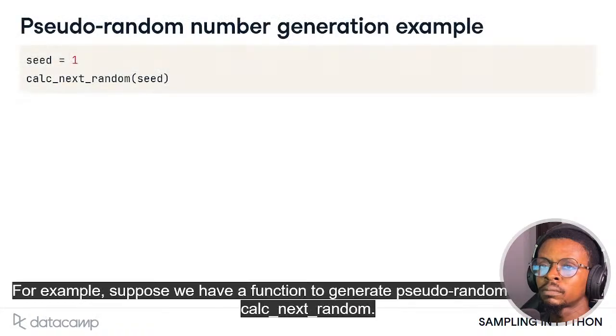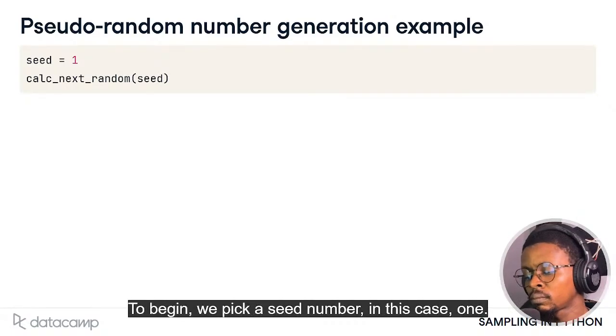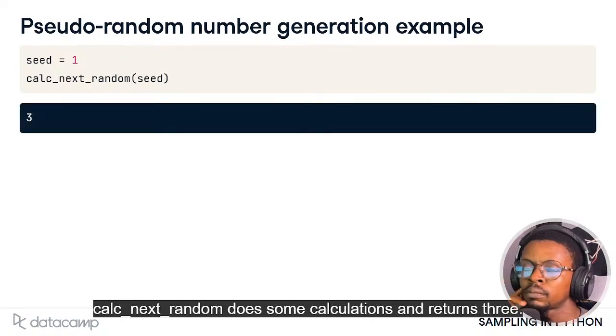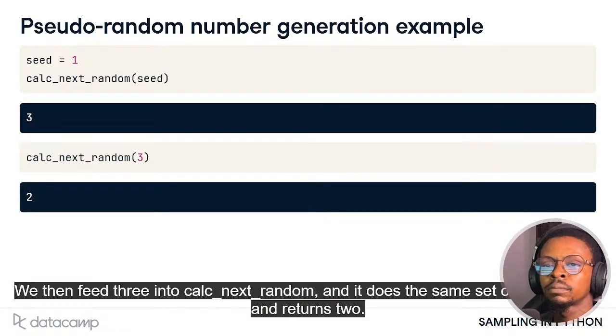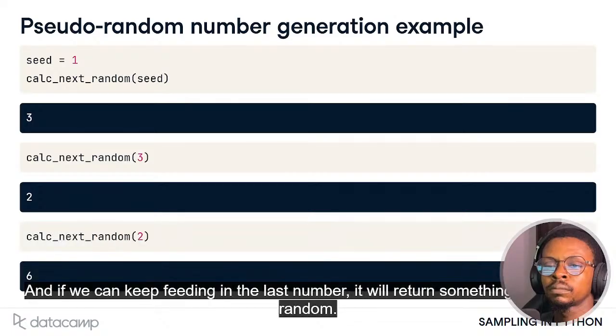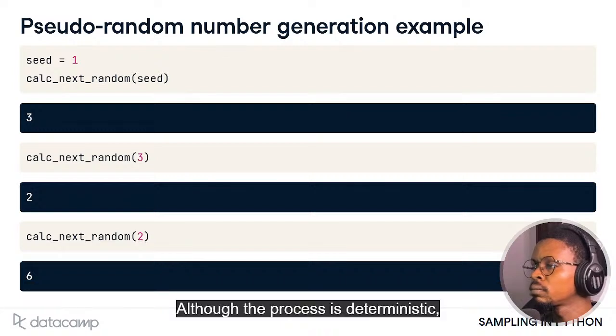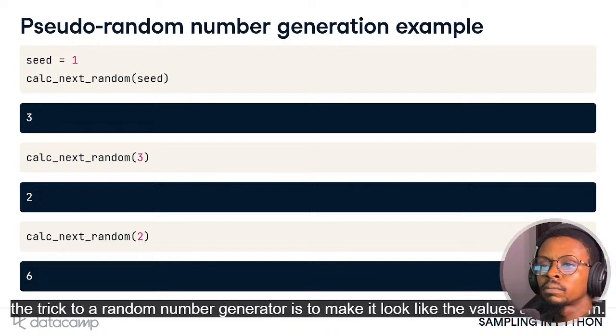For example, suppose we have a function to generate pseudo-random values called calcNextRandom. To begin, we pick a seed number, in this case, 1. calcNextRandom does some calculations and returns 3. We then feed 3 into calcNextRandom and it does the same set of calculations and returns 2. And if we keep feeding in the last number, it will return something apparently random. Although the process is deterministic, the trick to a random number generator is to make it look like the values are random.